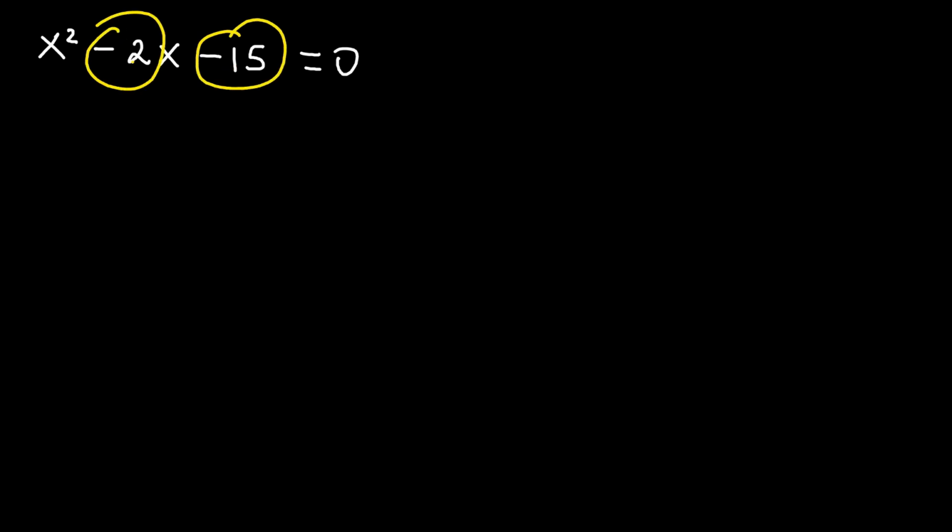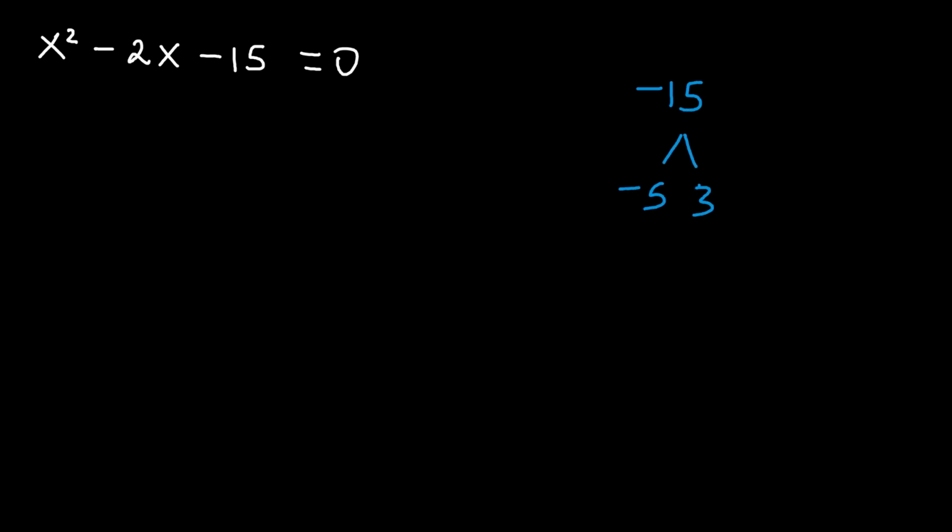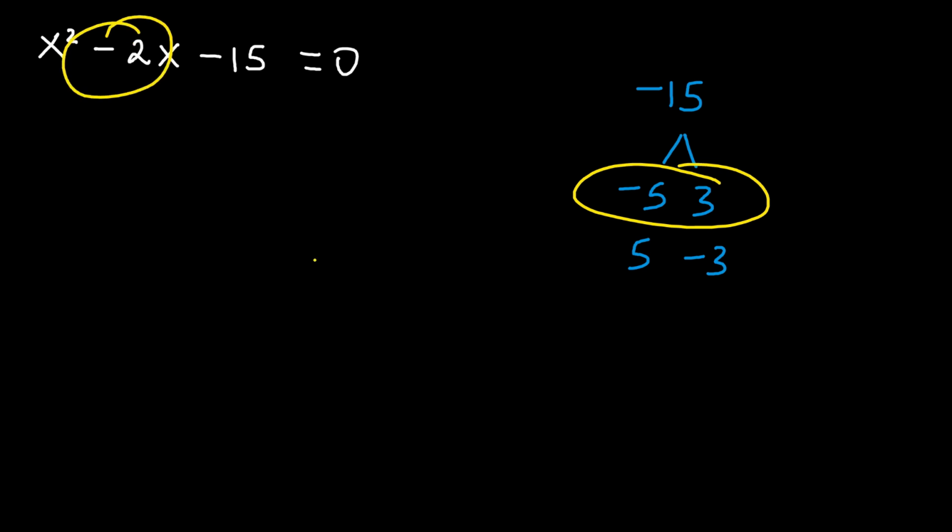Okay, you try out this. Solve x to the power of 2 minus 2x minus 15 equaling 0. Once again, we need to find two numbers that multiply to negative 15 and add up to negative 2. The two numbers that multiply to negative 15, we have negative 5 and positive 3, or positive 5 and negative 3. But for this example, we shall take negative 5 and positive 3 because they add up to negative 2.